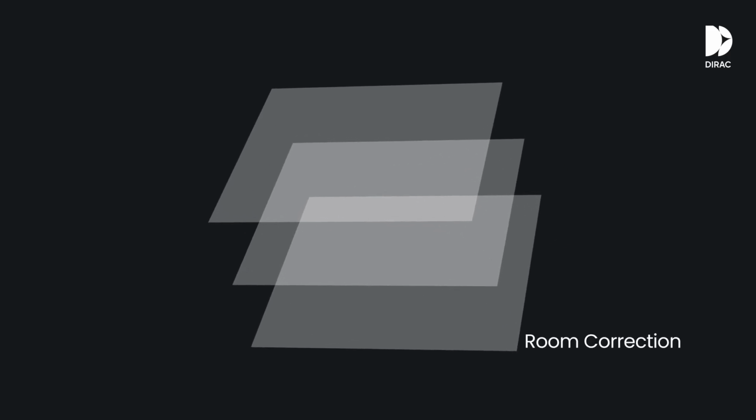Dirac Live consists of 3 products, which could be considered as layers, each building upon the last, and addressing different problems. First, room correction, then bass control, and active room treatment. And we'll go through these one by one.